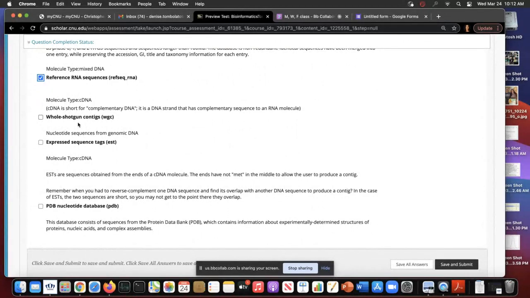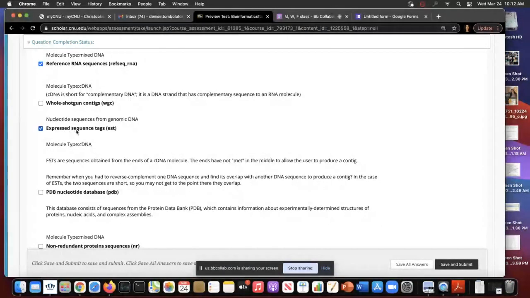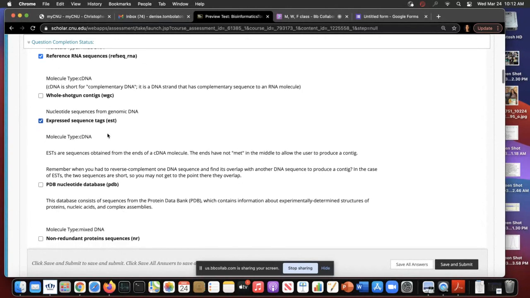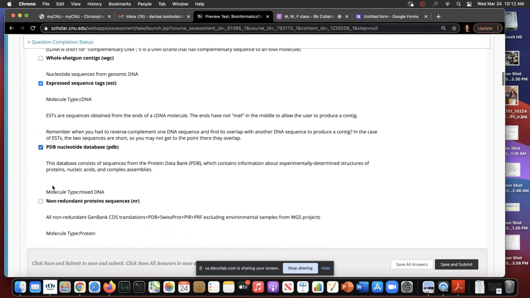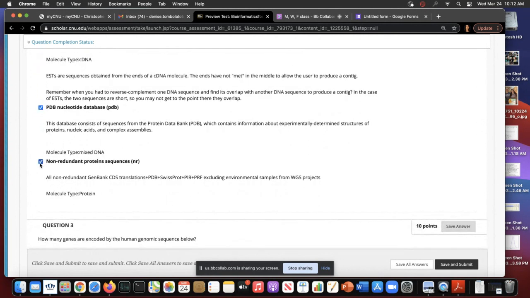The whole genome shotgun collection is going to give you a lot of genomic sequence. Genomic sequence will have DNA that's not a gene, so don't check that. This one, you can think about as analogous to mRNA. And this one is the Protein Data Bank. That would be sequences in the Protein Data Bank that we know end up as protein. And this one too, because these are protein sequences.